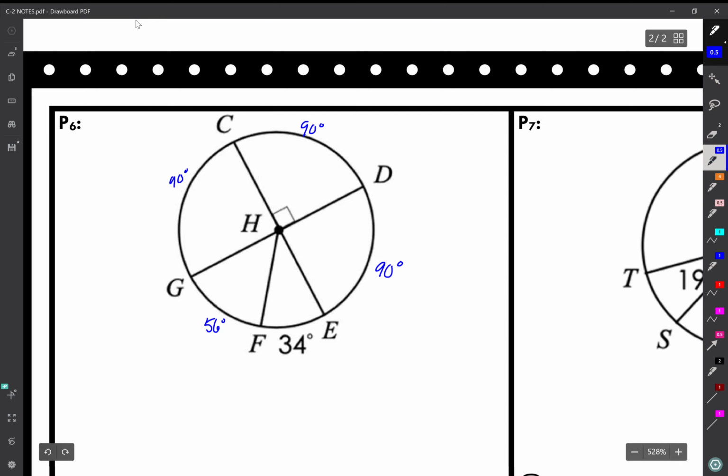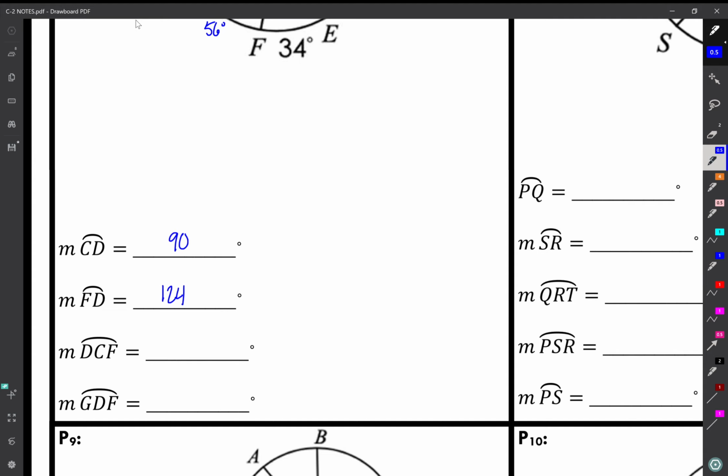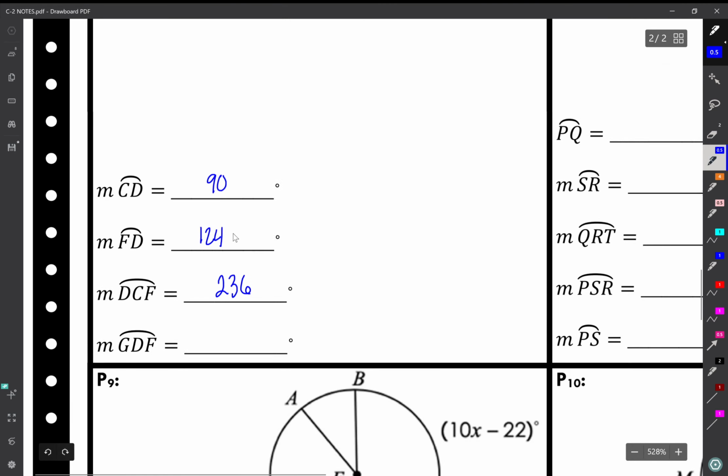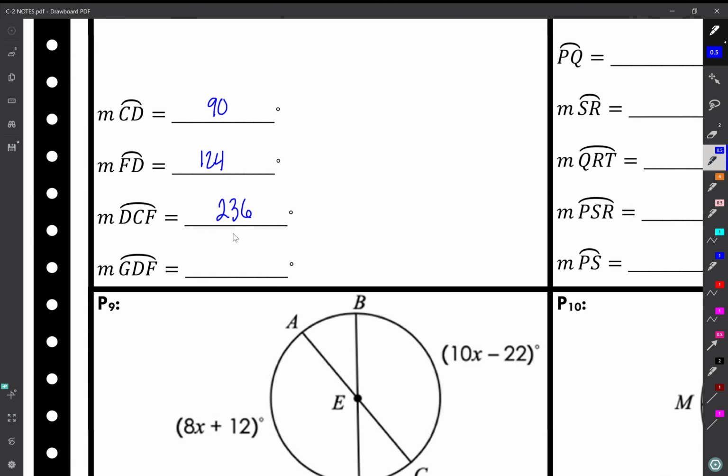So DCF. That's a 90 plus a 90 is 180. And then to get down to F, we add the 56 to 180. That'd be 236. And then GDF right here. So everything but this 56 degree angle. So we'll just do 360 minus 56 to get that this arc measure is 304 degrees.